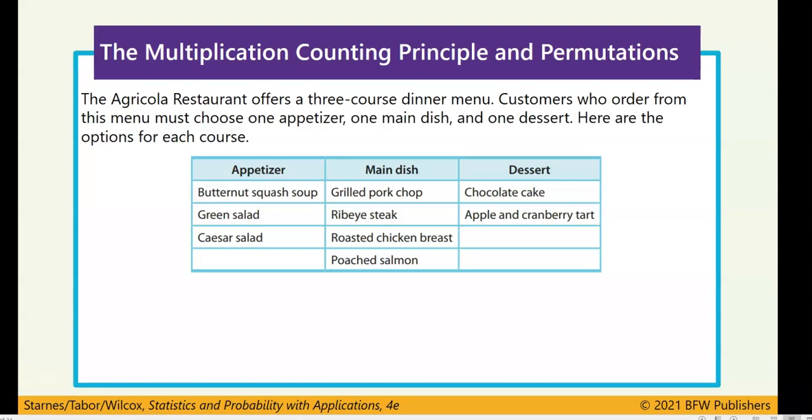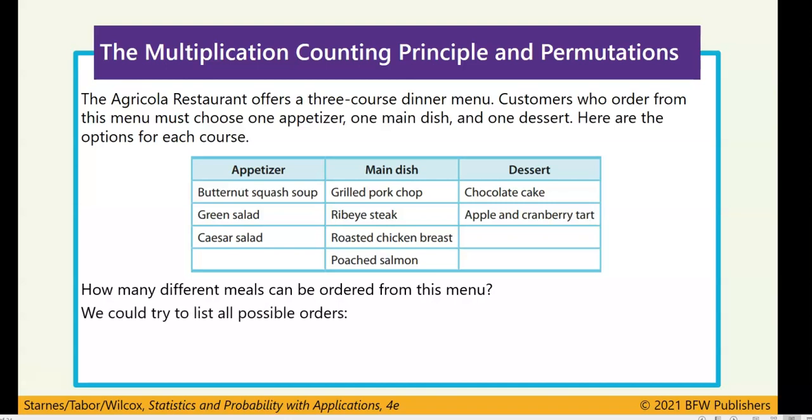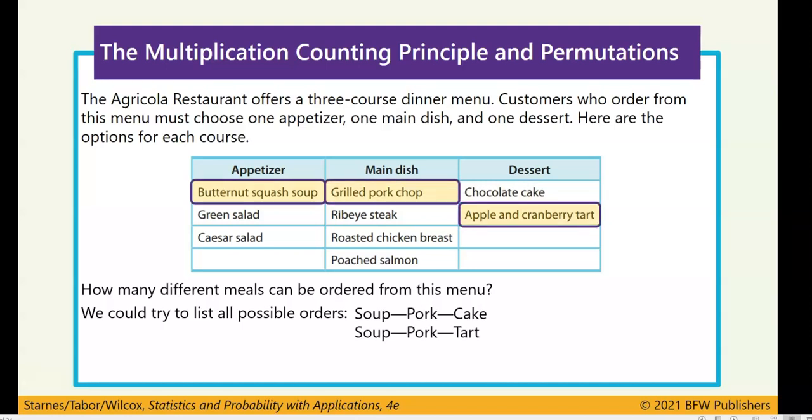The counting principle is almost intuitive. How many different meals can be ordered from this menu? That's the classic question, right? You could try all possible orders. So maybe you go butternut, then pork chop, then chocolate cake. Then you try butternut, then pork chop, then apple. So you go through every possibility and start listing them out. Can you imagine doing this for everything?